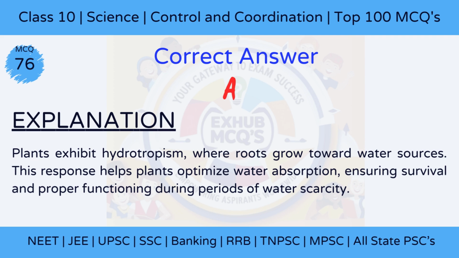Explanation: Plants exhibit hydrotropism, where roots grow toward water sources. This response helps plants optimize water absorption, ensuring survival and proper functioning during periods of water scarcity.